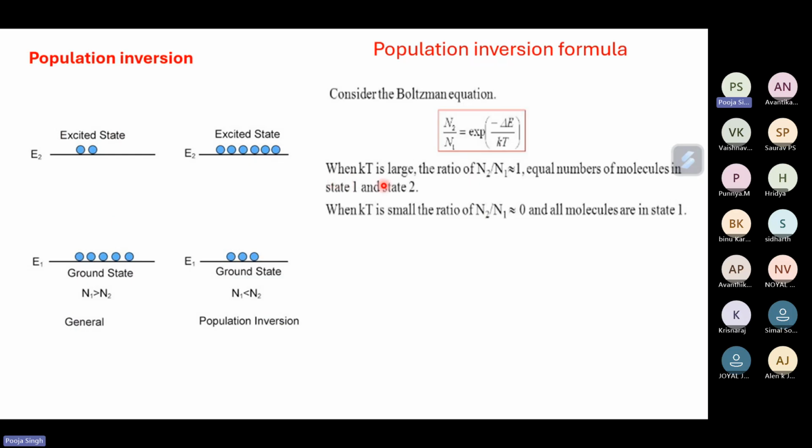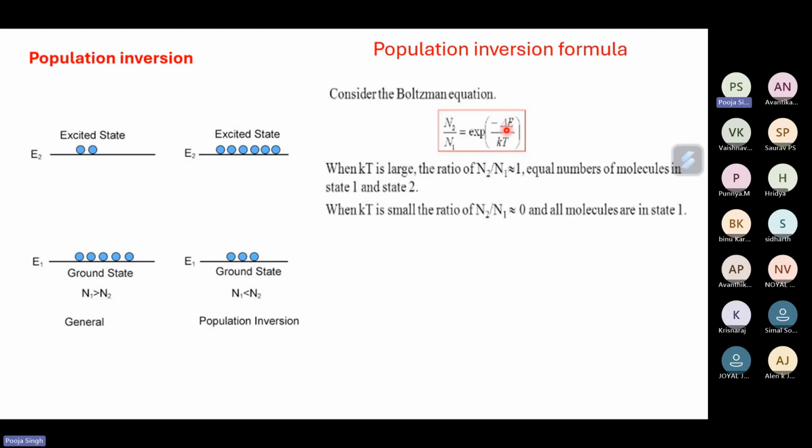When kT is larger, suppose your thermal energy is very high, what will the ratio be? Delta E by infinity will be 0, and e to the power 0 will be 1. So the N2 by N1 ratio will be 1. That means N2 is equal to N1, the number in the excited state is equal to the number in the ground state.